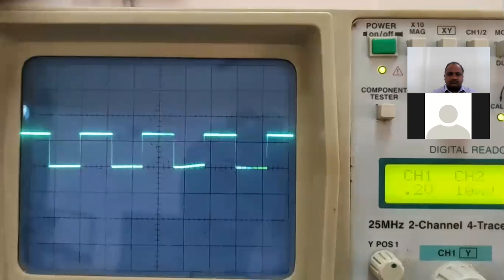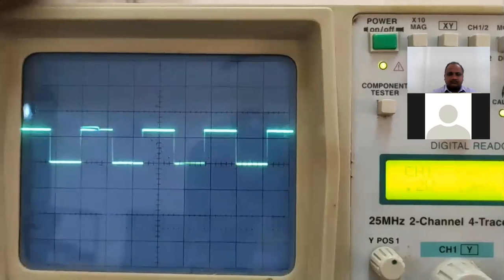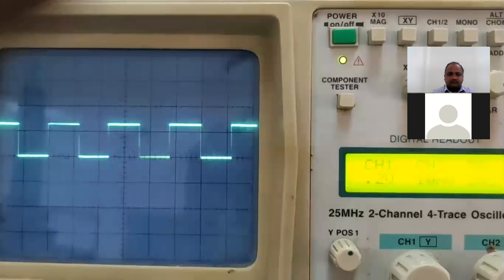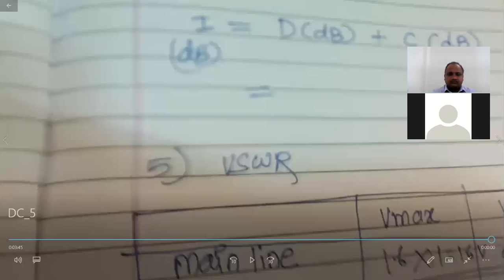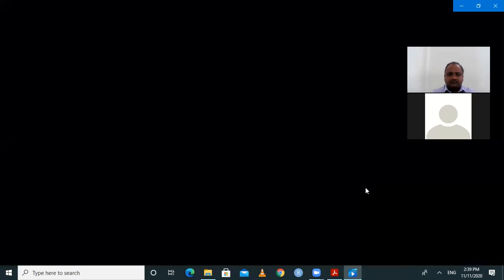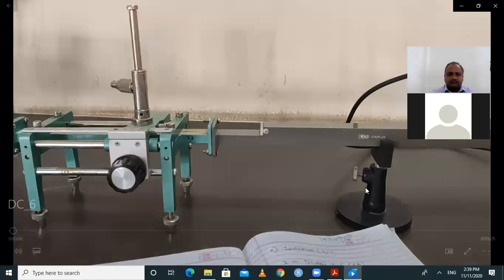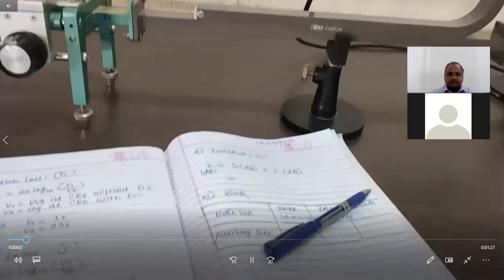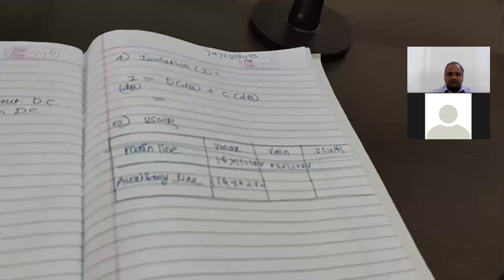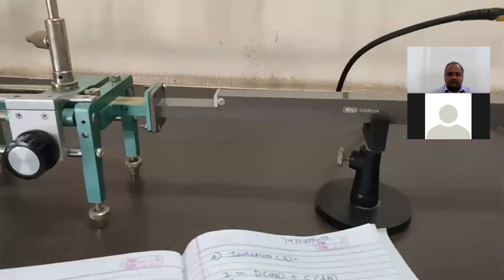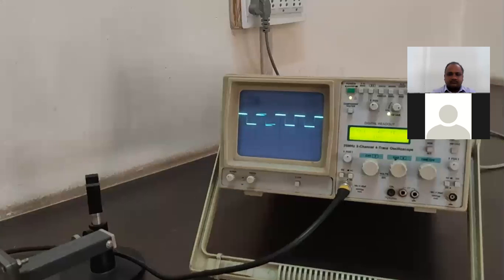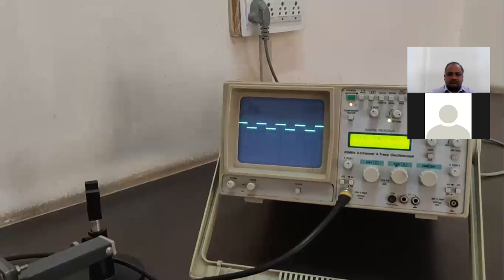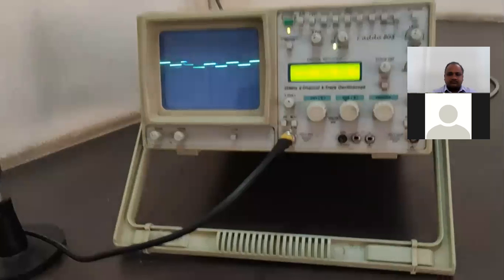So that is equal to 1.4 multiplied by 0.2 volt. So we have found the Vmax here. What we have to find now is Vminimum. For finding Vminimum, we have to rotate the wheel on this slotted section again to the left side, and rotate until we get a minimum waveform here. So this is the minimum waveform we are getting.